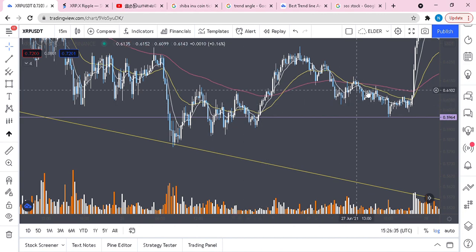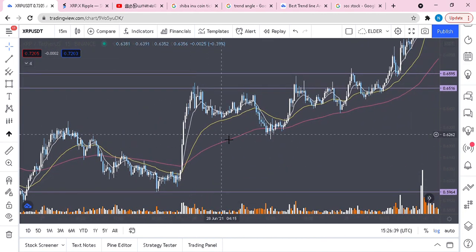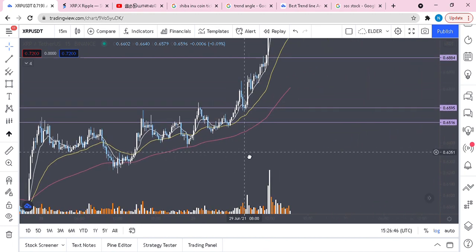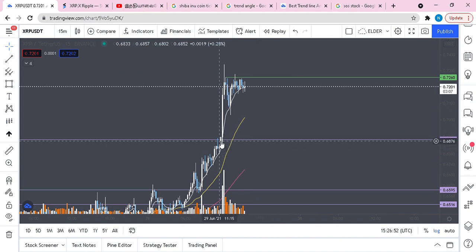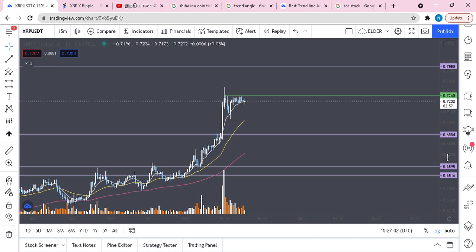And once it climbed back inside the level, it used this level to shoot up. And where did it shoot up to? The next level. And it got kicked down by these levels, and then it found support on this level, and then it shot up. And once again, it tried to get kicked down by this level, and it shot up. And I believe this is on a 15-minute time frame.